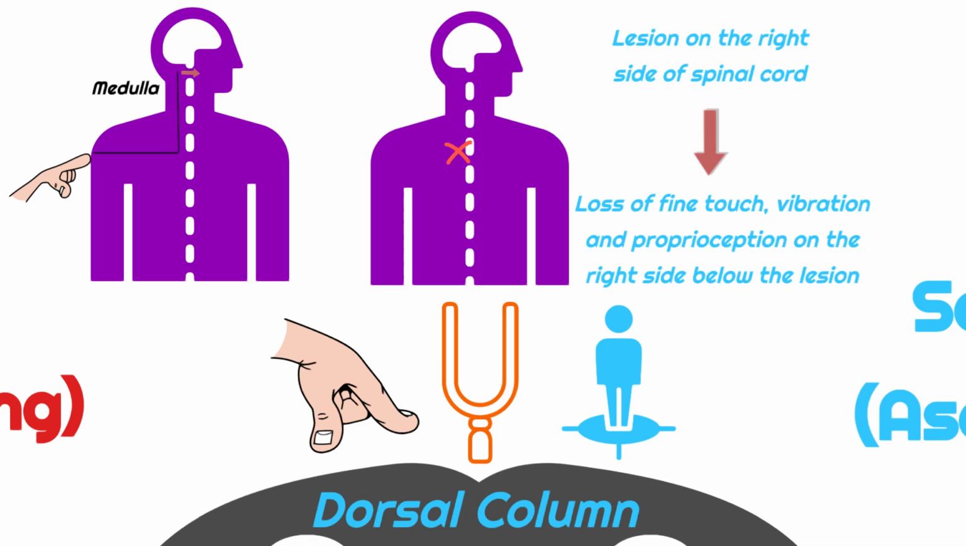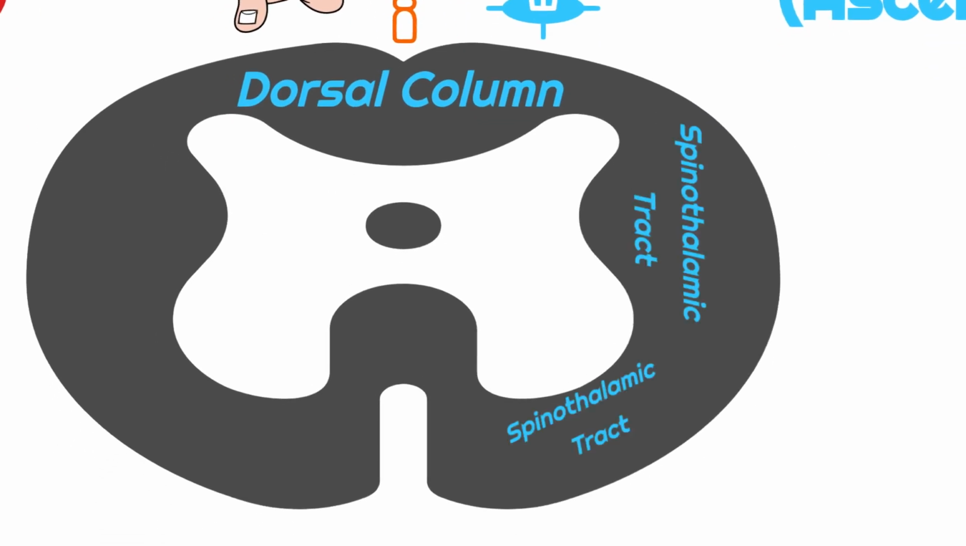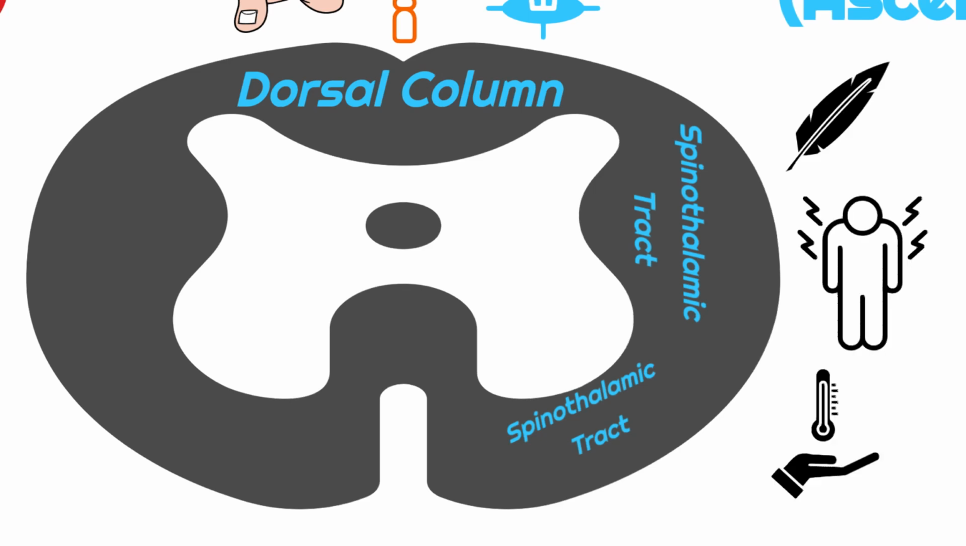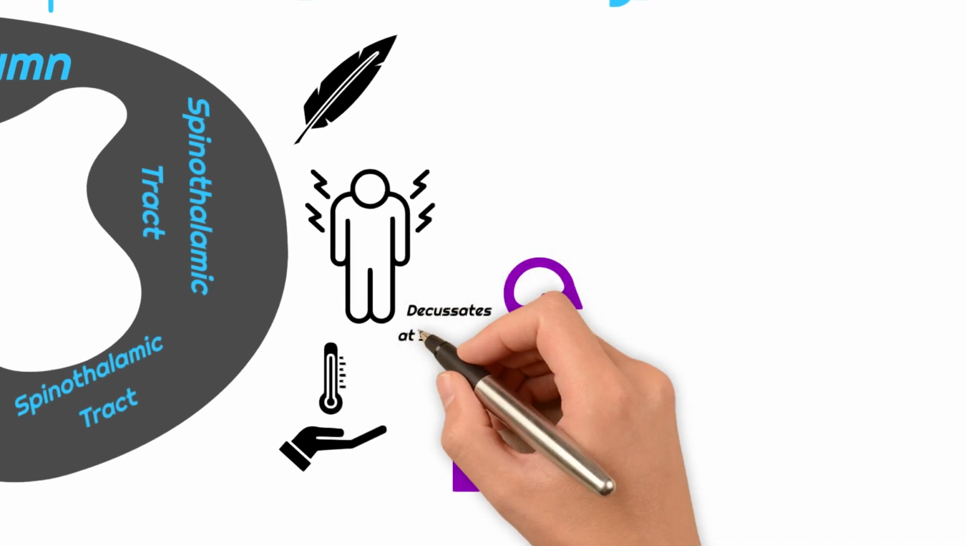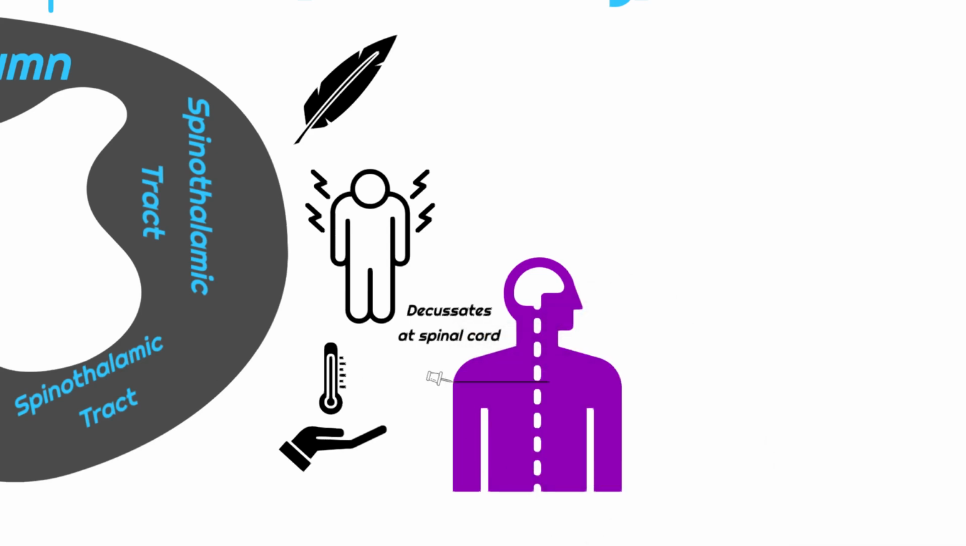Another major sensory pathway is the spinothalamic or the anterolateral tract. This tract transmits signals of crude touch. This is non-discriminatory touch, such as tickling or itching. Also sensations of pain, temperature, and pressure. It's got two branches, the anterior and the lateral. The fibers decussate at the level of the spinal cord and not above at the medulla.